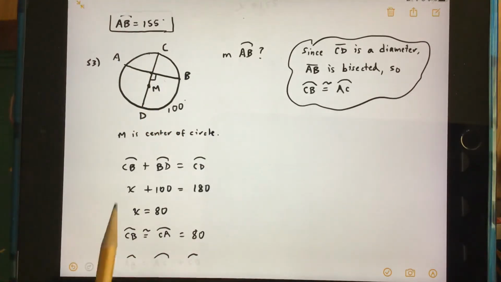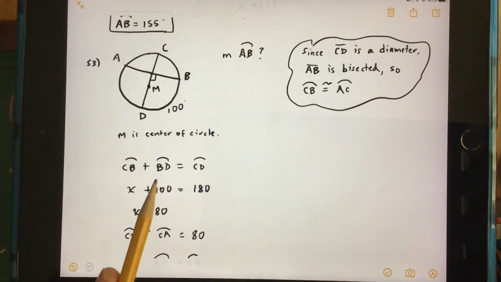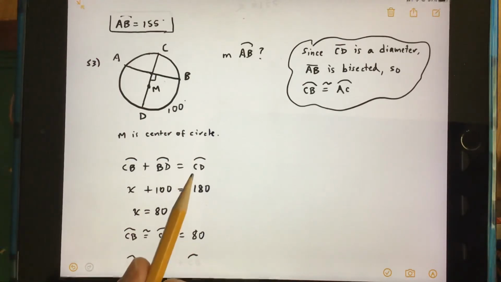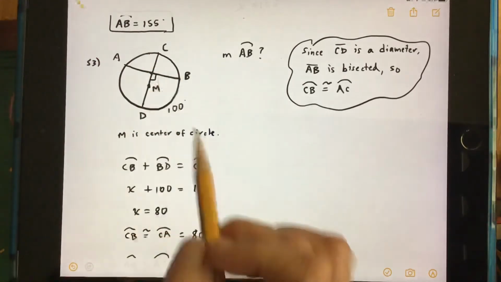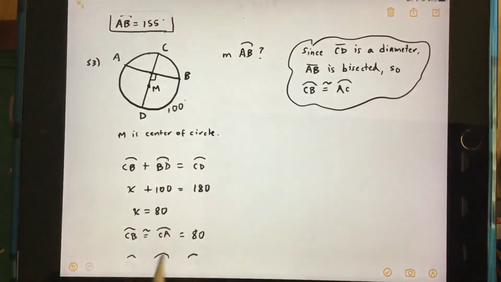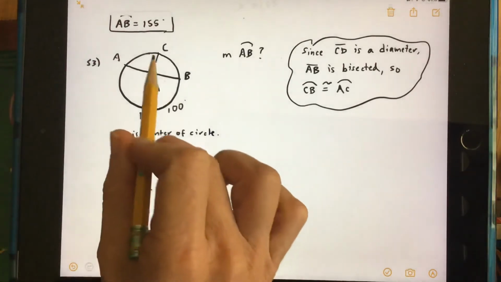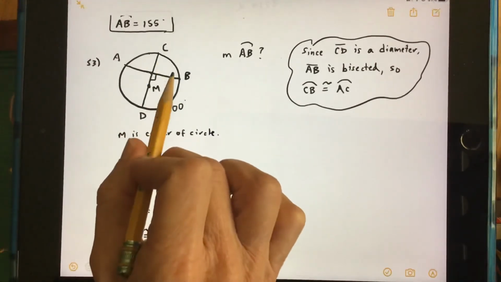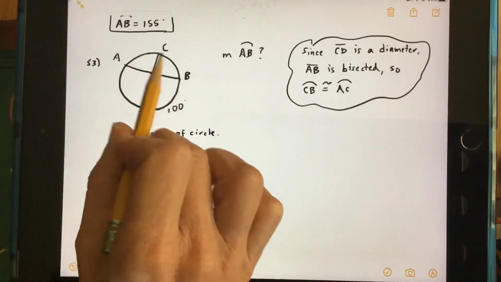So we're going to be thinking that CB plus BD together is going to be equal to our CD. So CB plus BD, when you put that together, that'll give you CD, which of course we know is 180 degrees because CD is a diameter. We can solve then for our arc CB, that's our x, and x is 80. So now we know that this is 80 degrees. Our goal, remember, is to find out from here to here.